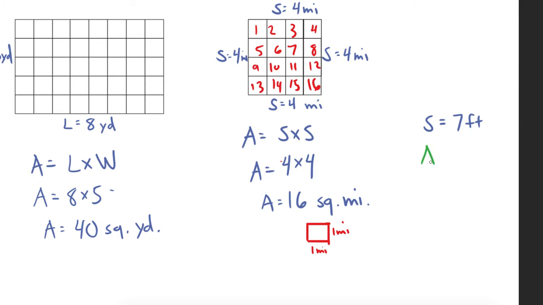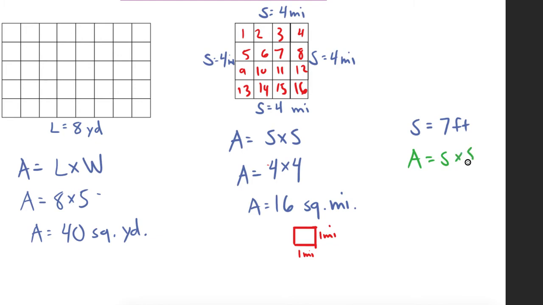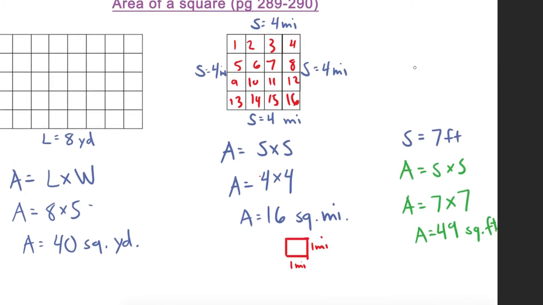So first write the formula down. Area equals S times S, and we learned that S equals 7 feet for our square here. So it would be 7 times 7. 7 times 7 equals 49 what? 49 square feet. All right, that's all you need to know. That's all you have to do.